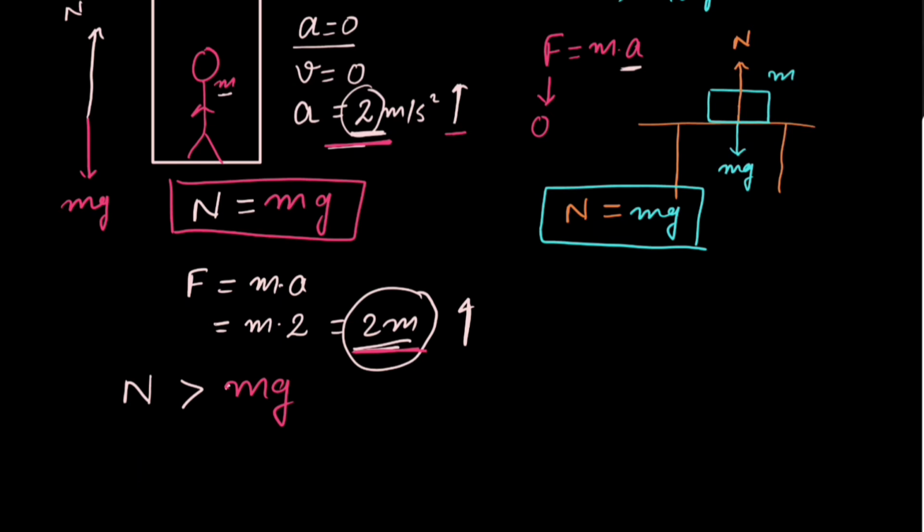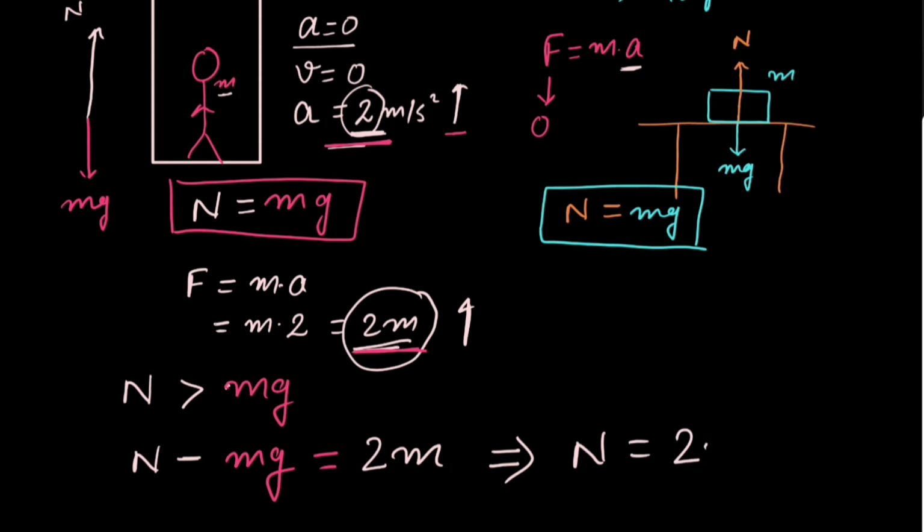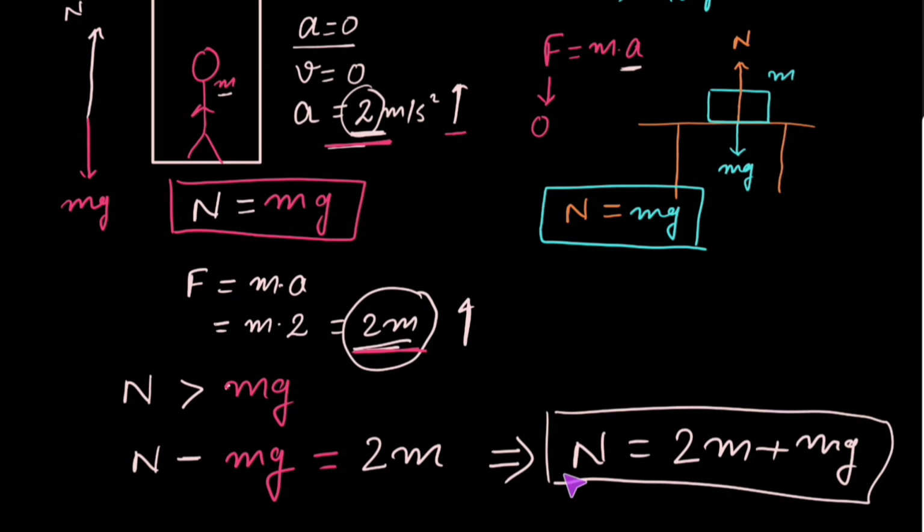So here we can find that N minus mg has to be equal to the net force required, that is 2m, or from here we can derive the value of N, that is equal to 2m plus mg. So this would be the magnitude of the reaction if the lift is moving in the upward direction.